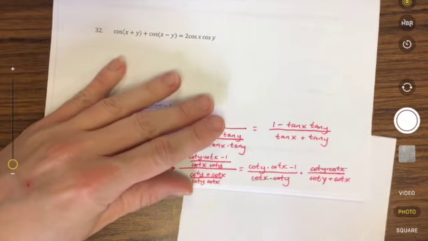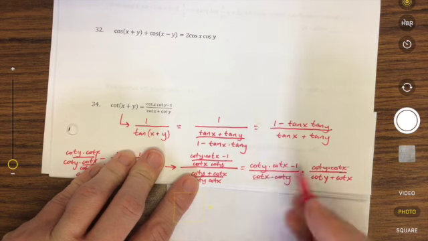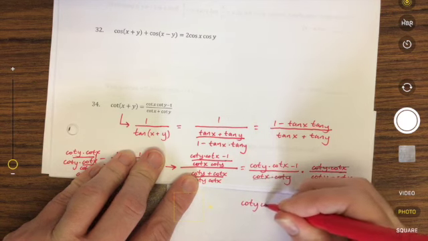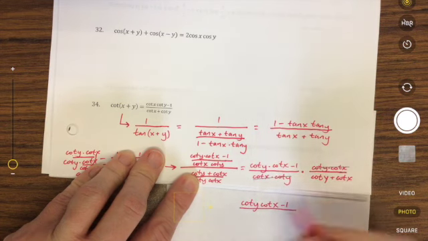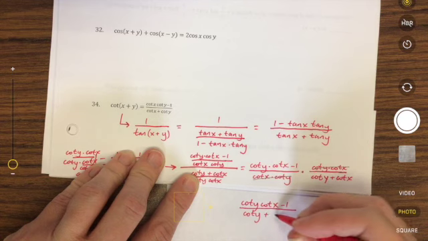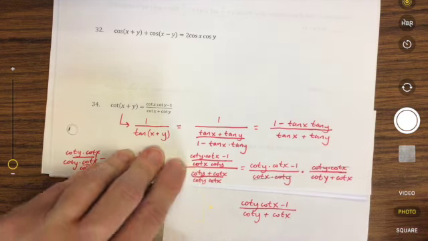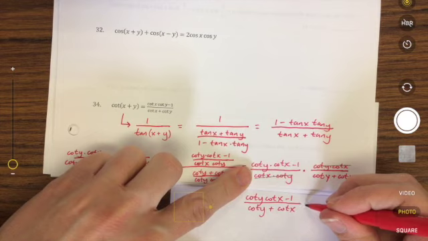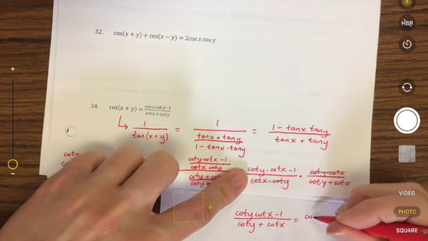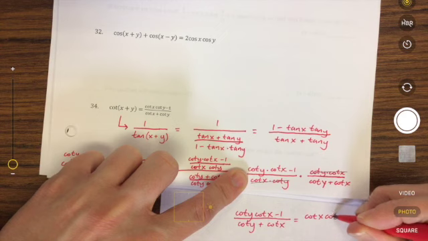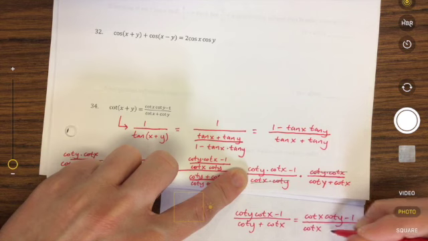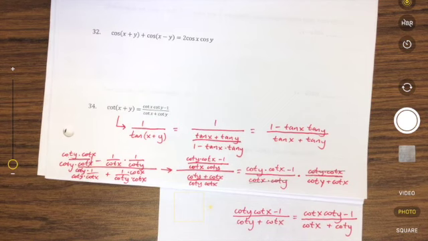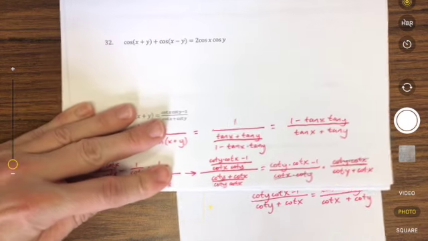When we write our final answer, we end up with just this in our numerator, cotangent y, cotangent x, minus 1, over the denominator, which is cotangent y plus cotangent x. And notice that that is the same thing that we have here, just a couple things flip-flop. So I'm going to flip-flop the cotangent x and the cotangent y in the numerator. And then I'm going to flip-flop these two expressions added in the denominator. All right, so that is how you do number 34 there.